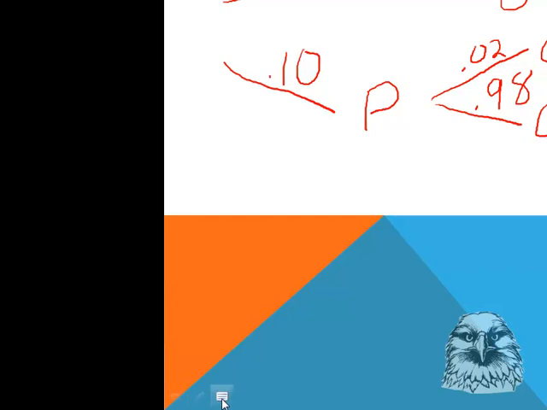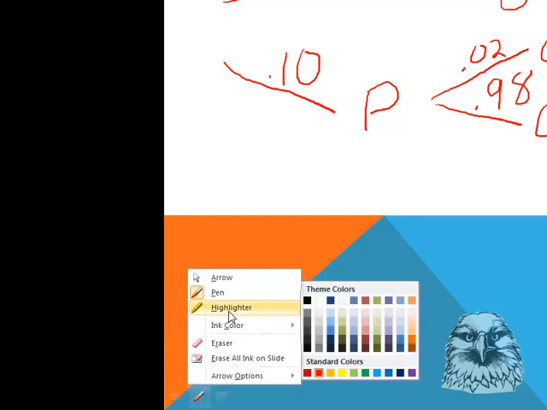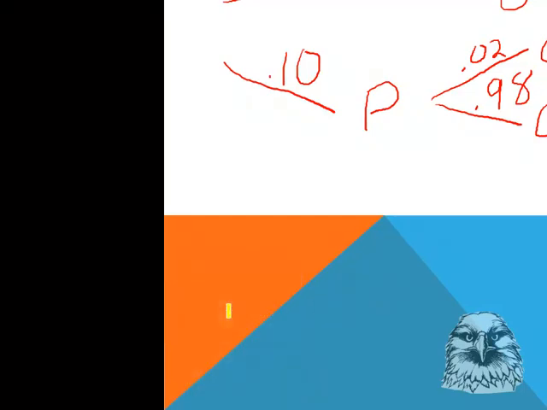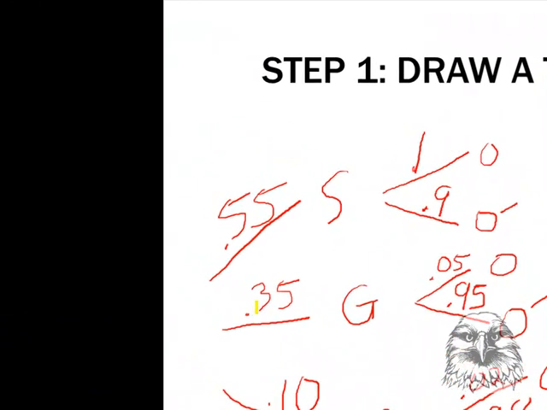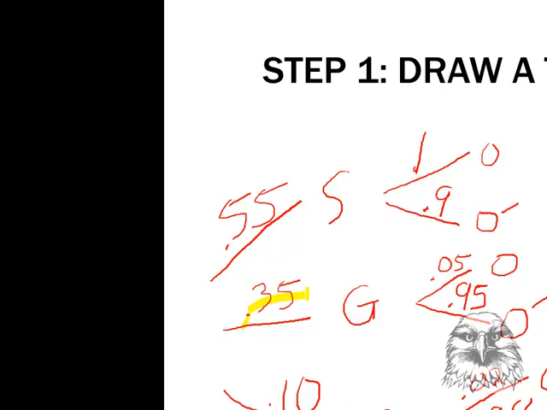On this particular tree diagram, we've got all the information that we need for gold and not overdue. That would be this highlighted region right here. In other words, if I wanted to find the probability of gold and not overdue, I'm going to take 0.35 times 0.95. That's going to end up being our numerator.